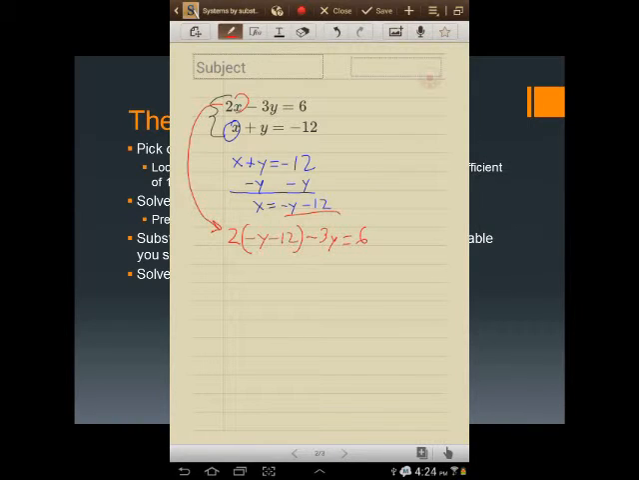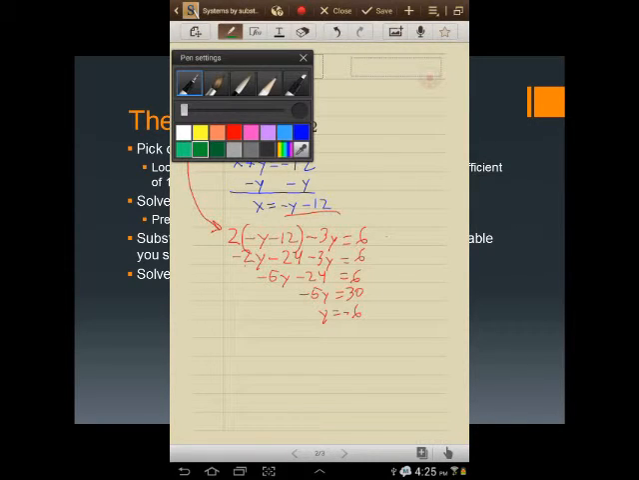This equation has one variable in it, y. So, distributive property. Collect my like terms, negative 2y, negative 3y, negative 5y. Add the 24 to the other side. Gives me 30. Divide by negative 5 equals negative 6. So I know that the y that works for both equations is negative 6.